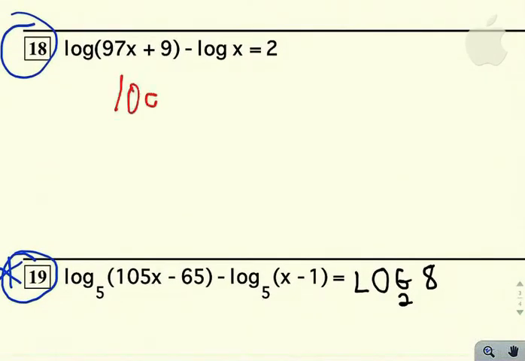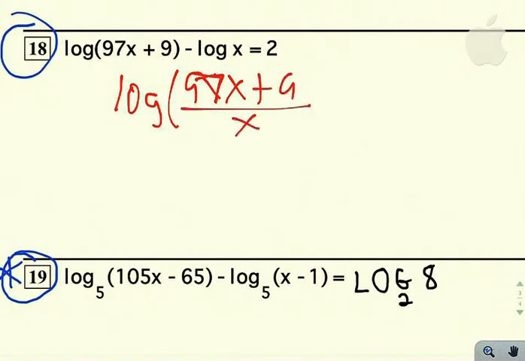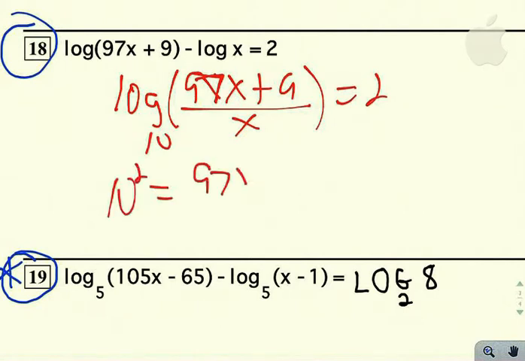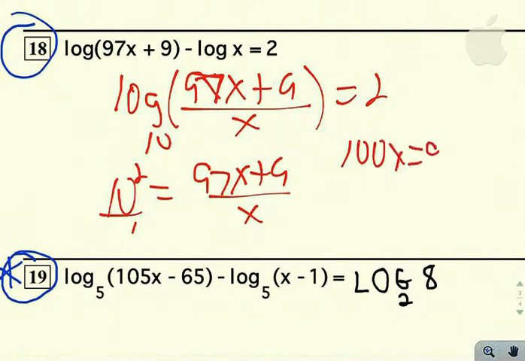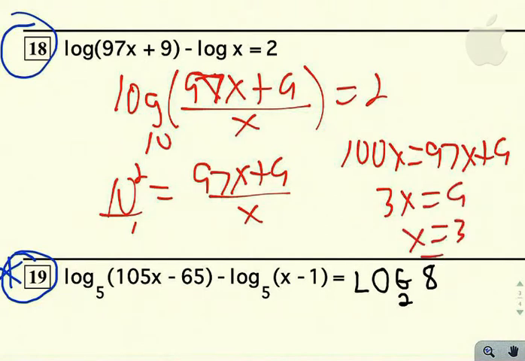Using a log law, this would be log of 97x plus 9 over x equals 2. This is base 10, so 10 squared is 97x plus 9 over x. Well, 10 squared is 100, so we can cross multiply and have 100x equals 97x plus 9. Or 3x is 9, x is 3.